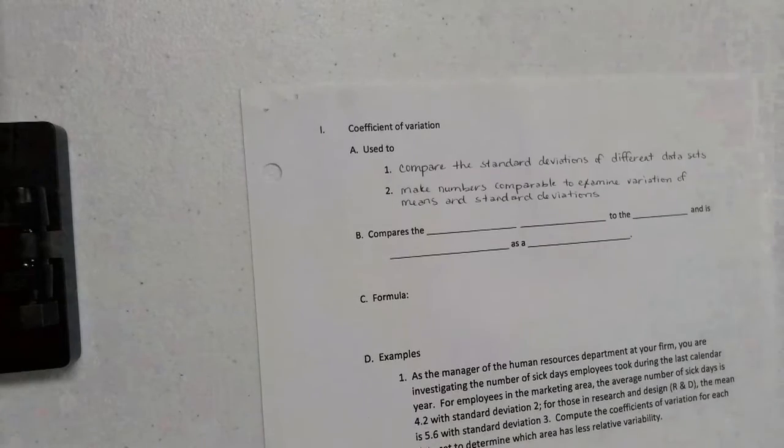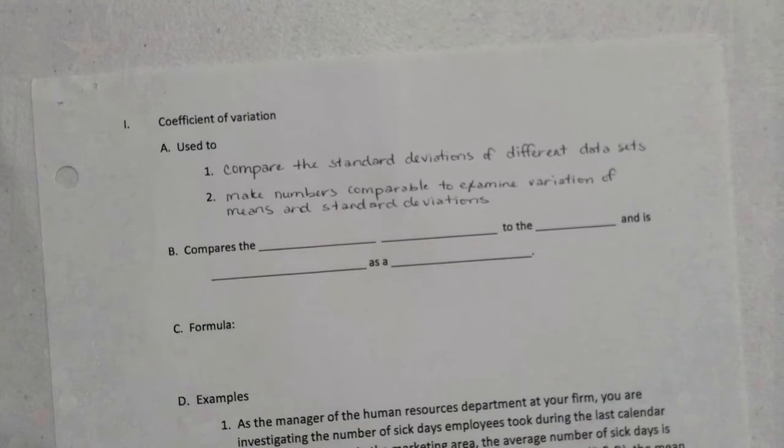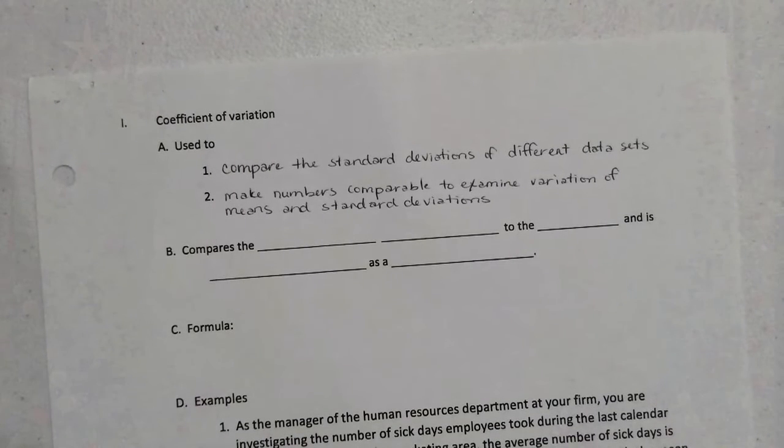Okay, let's spin ourselves around and take a look at another of our measures of dispersion. This is going to be the coefficient of variation. So, coefficient of variation, again, it is a measure of dispersion. And what it does is it allows us to compare those standard deviations of different data sets.